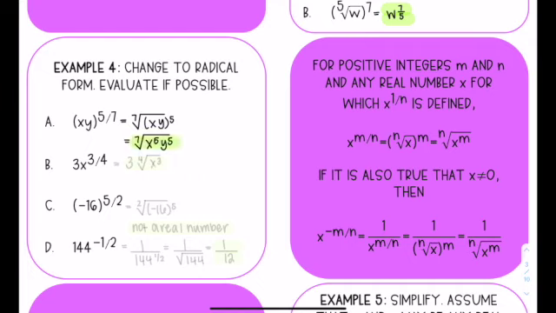Let's go ahead and look at the second one. This one's a little bit tricky because only the x is being raised to the 3/4, not the 3 and the x. So the 3 is still going to stay on the outside. And then as far as the radical portion goes, the denominator is the index. So we're going to have a 4th root of x cubed.